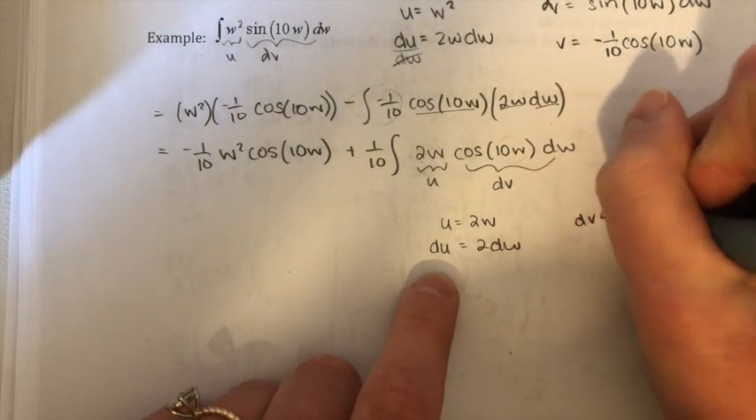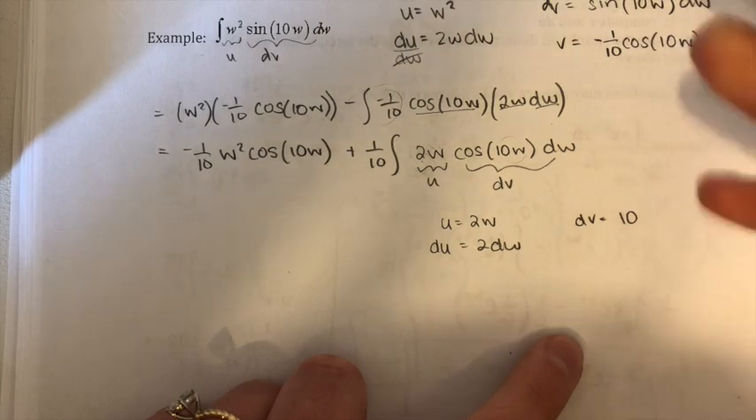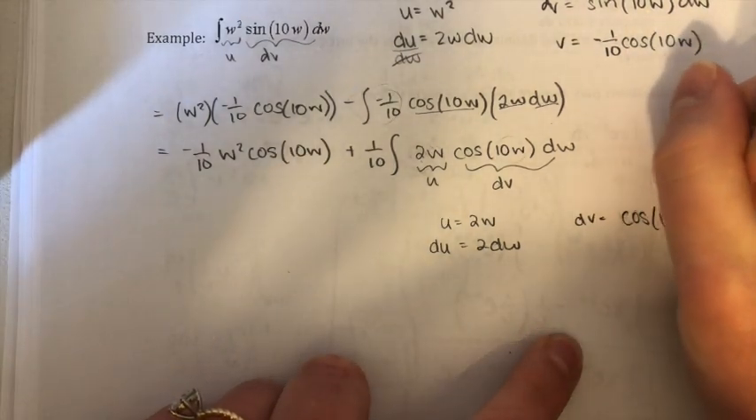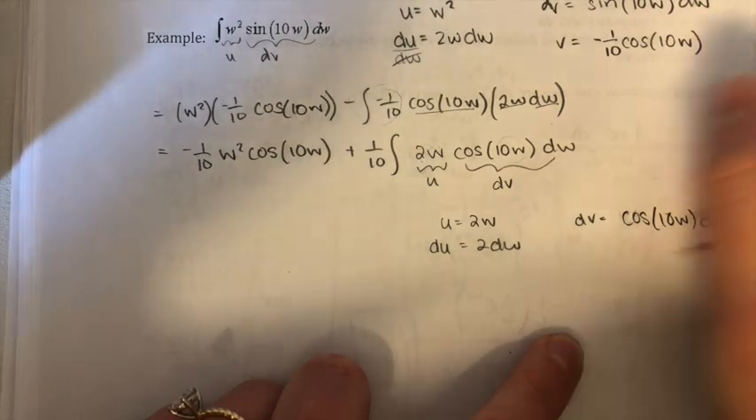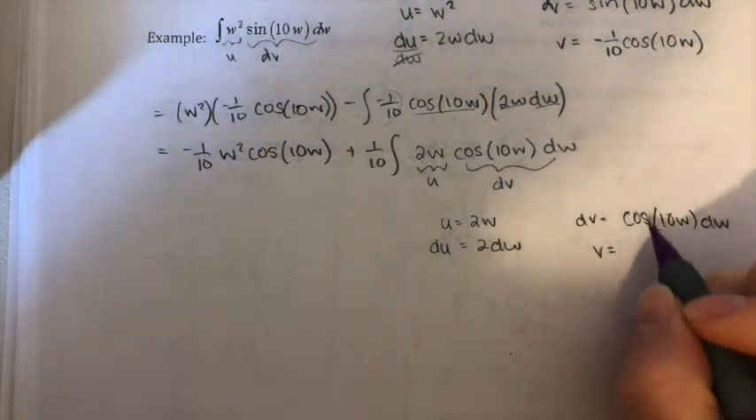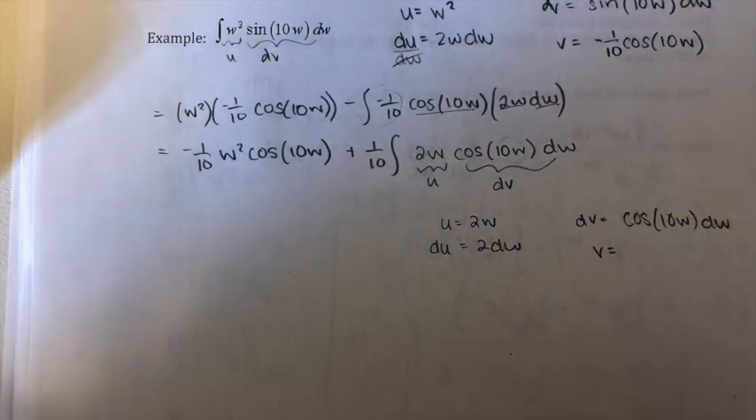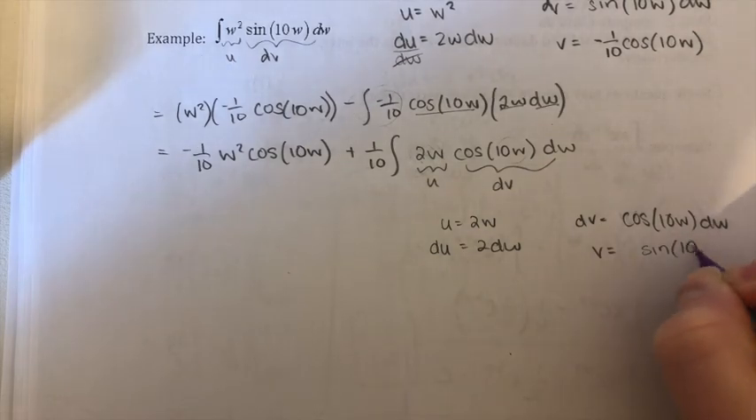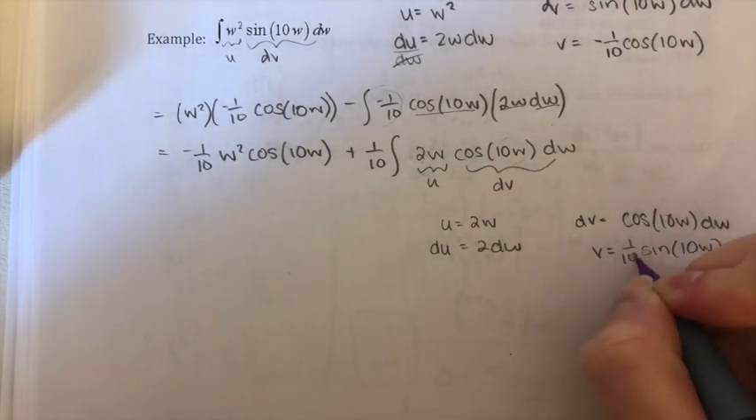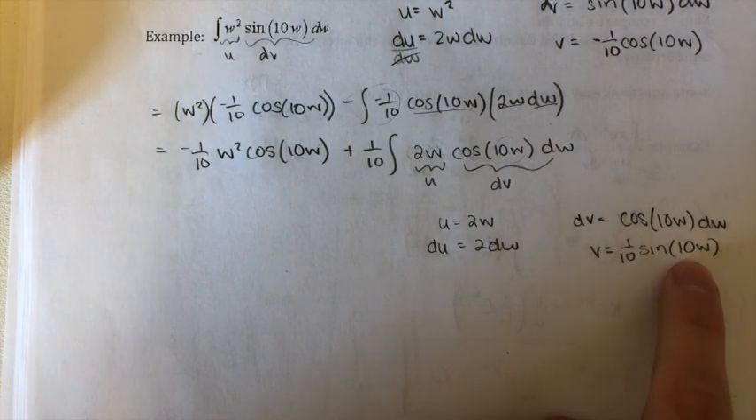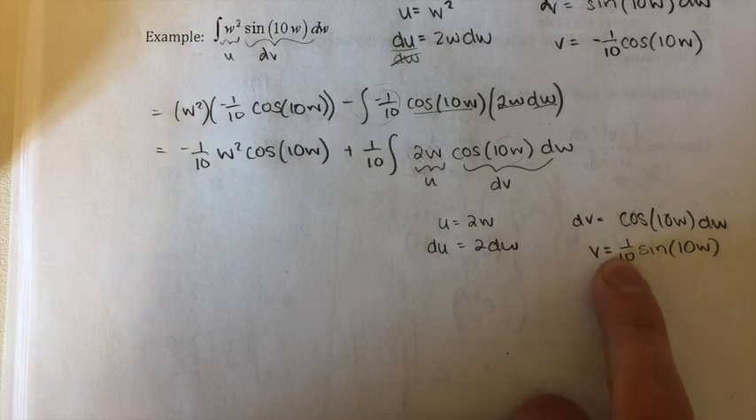Then we've got dv is equal to cos 10w dw. If I do the integral to get v, then the antiderivative of cos is sine, so sine of 10w, and then we must have had that 1/10 out in front, so that if we do the derivative and have to multiply according to the chain rule by 10, that's going to cancel with that guy.